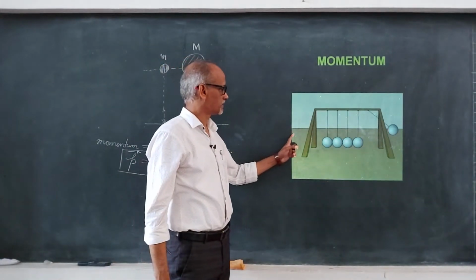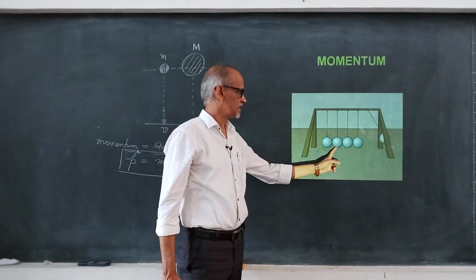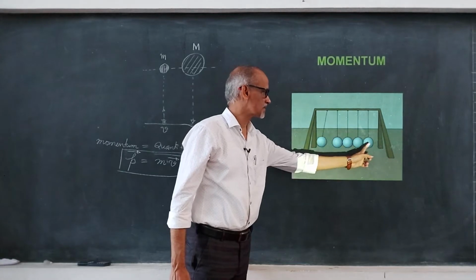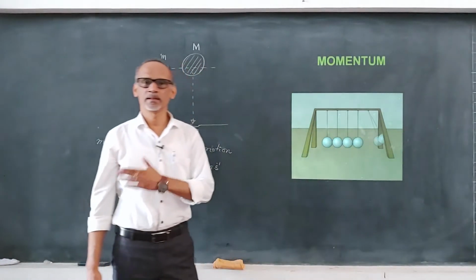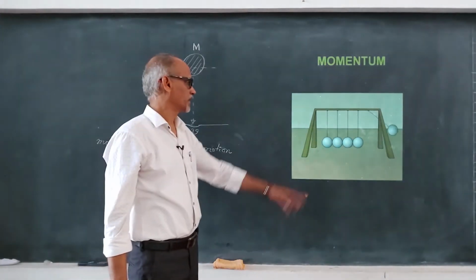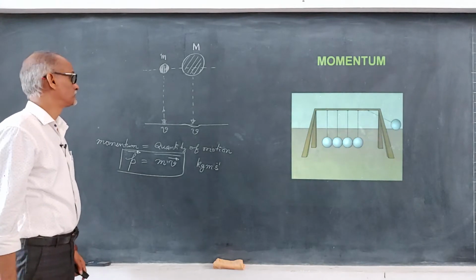In this illustration, as the pendulum oscillates like this, it transfers momentum to the next, and that is transferred further to the next, and then it transfers to the last pendulum, and that is how they oscillate. So, it is again a good example of momentum.